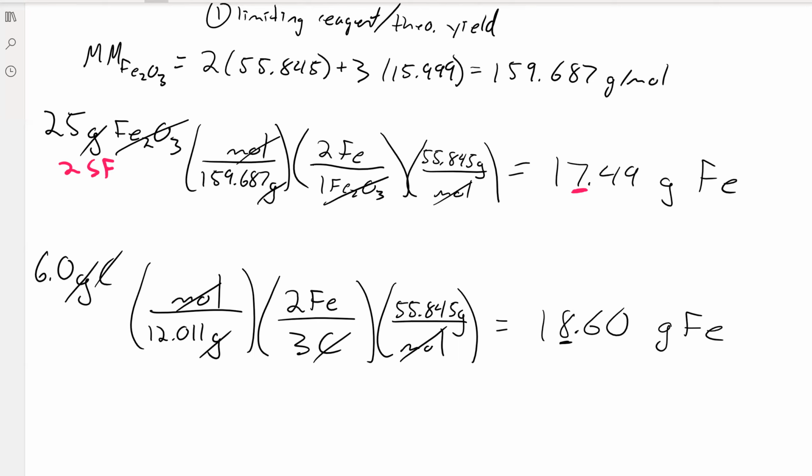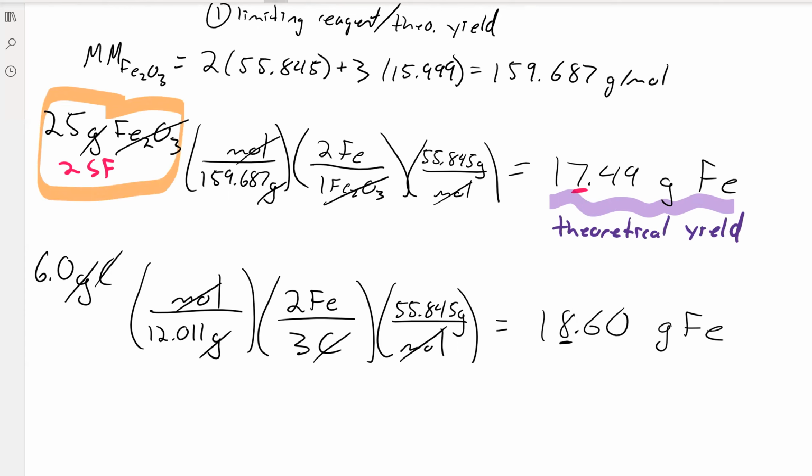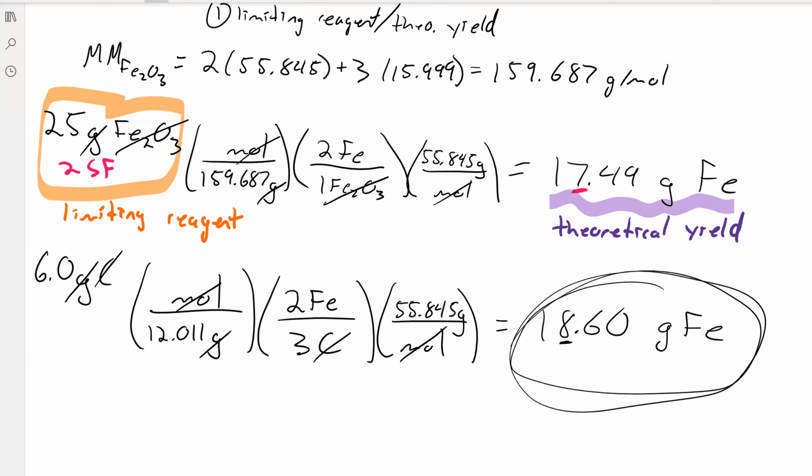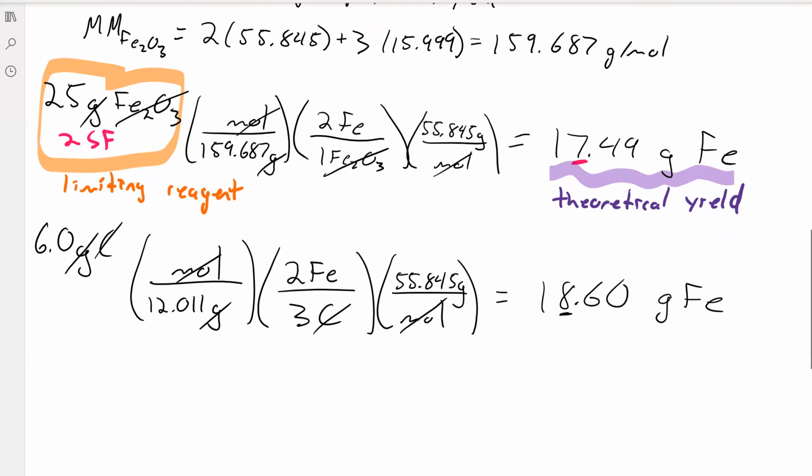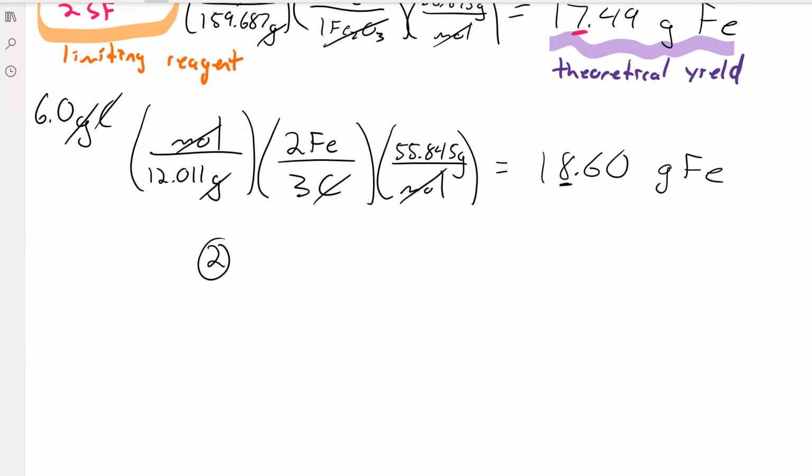And then I'll take a look at my 2 yields, right? So one of them is lower than the other, and whichever one's the lowest is then your theoretical yield. Which then tells us that the iron oxide was our limiting reagent. Right? It's the thing that's going to produce the least amount of product. It's going to limit how much product we can get. We can only get about 17.49 grams. We can't get 18. No matter what you do, you're not going to get 18 because you don't have enough iron oxide.